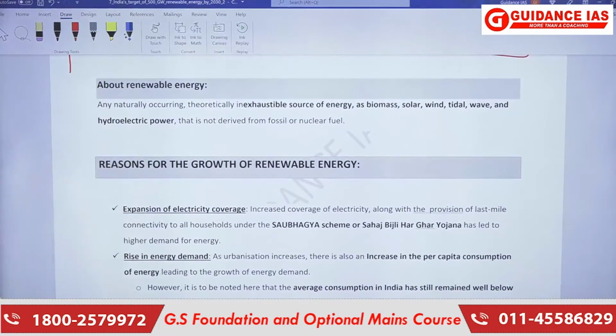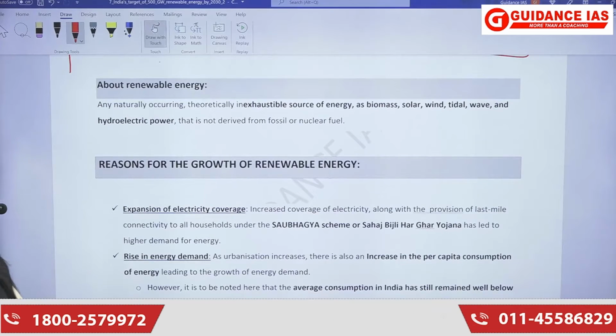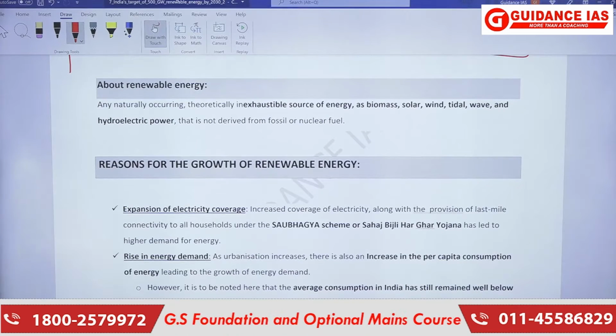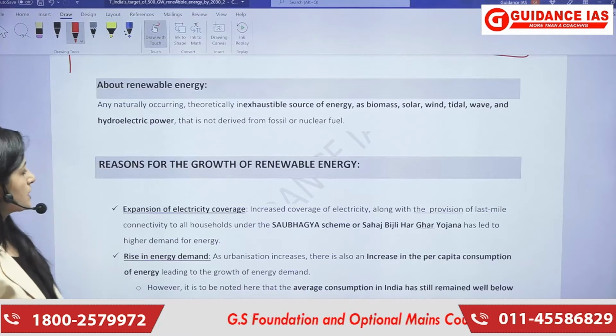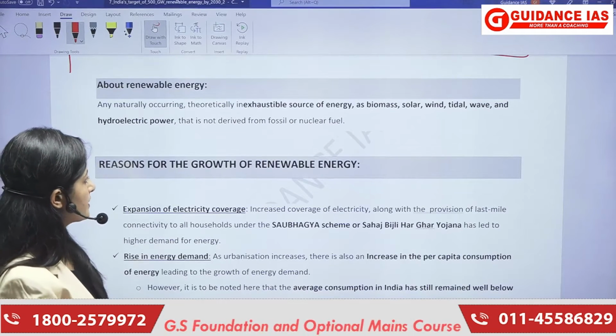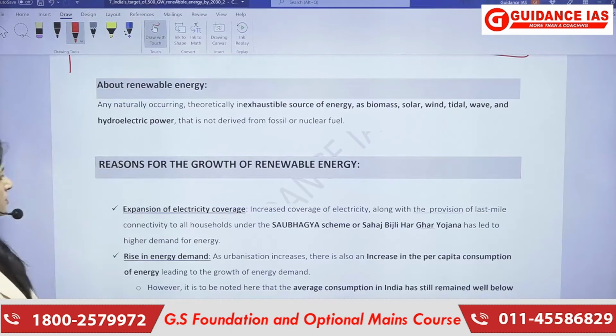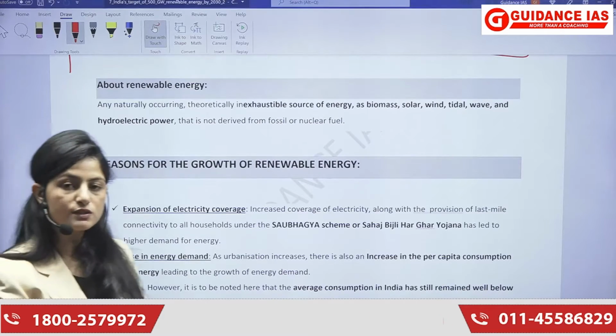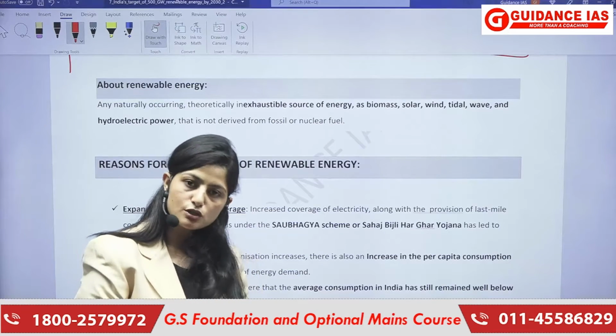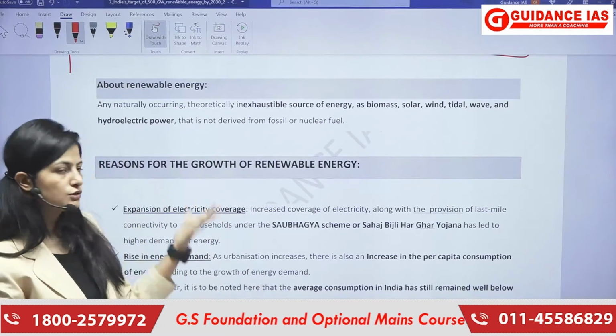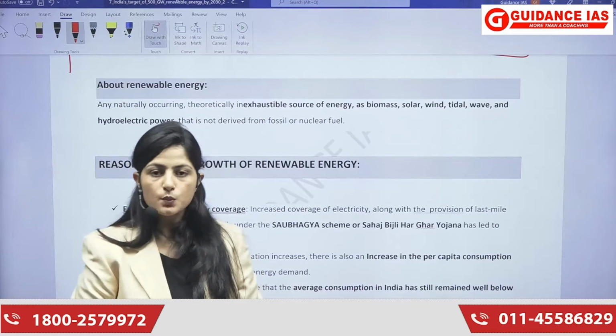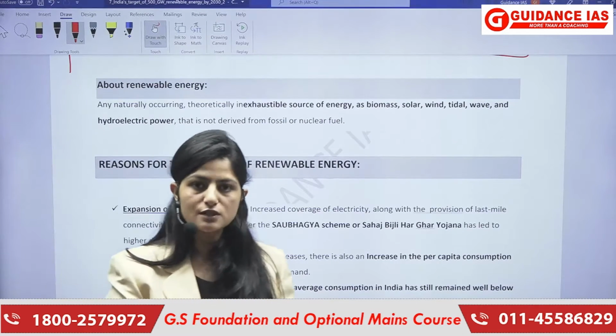Yes, talking about the renewable energy, it is nothing but just a source of energy, for example the solar, wind, tidal wave and hydroelectric power which are not derived from the fossil fuel. So there's a conventional source of energy and this is the modern or the new or the renewable source of energy which we do not derive from the fossil fuels.